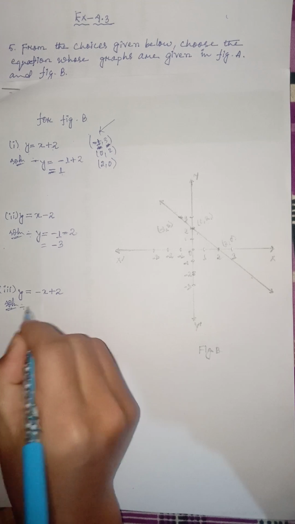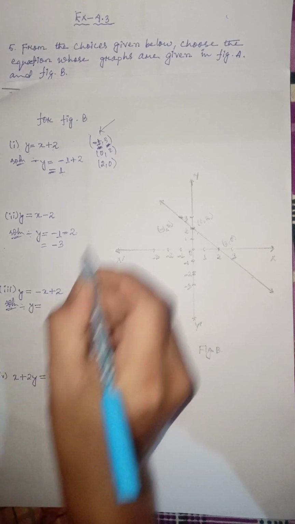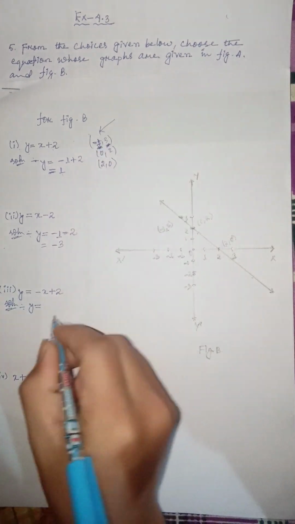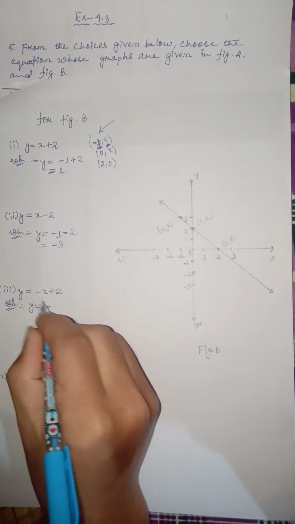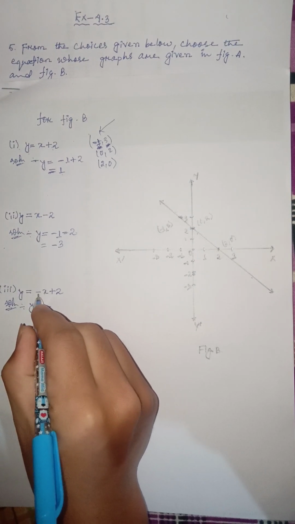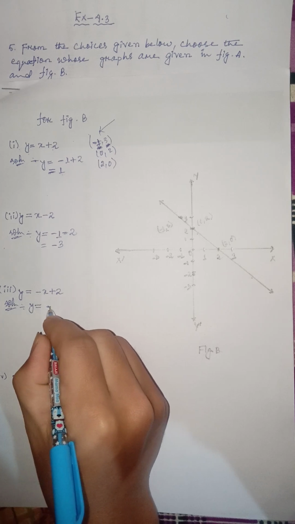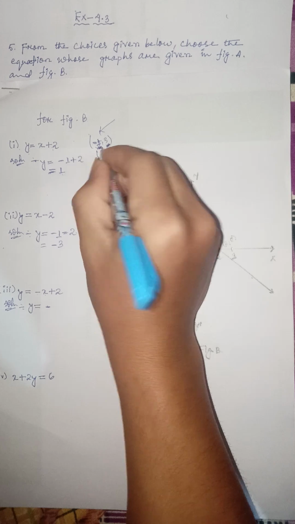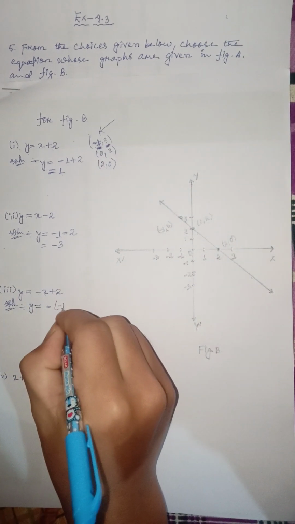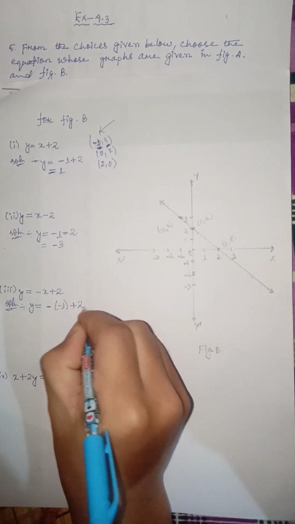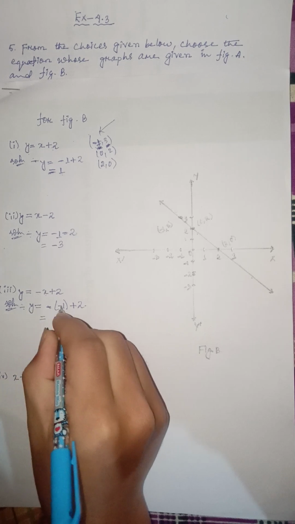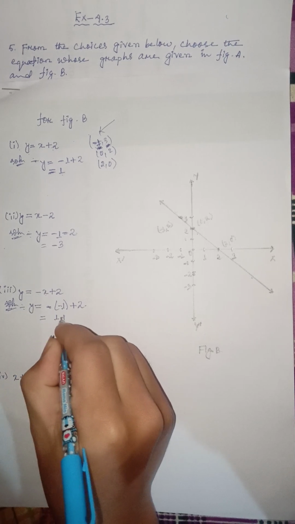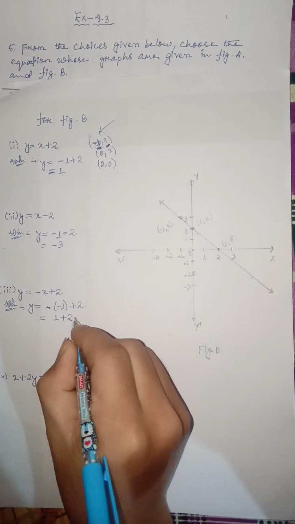It will be like this. What is the value of x that we have? It is minus 1. Now, since x has minus, let us write minus. And what is the value of x that we have in this? It is minus 1 again. Let me write here. And after that we have plus 2. Minus times minus will be plus. And 1 plus 2 will give you 3.